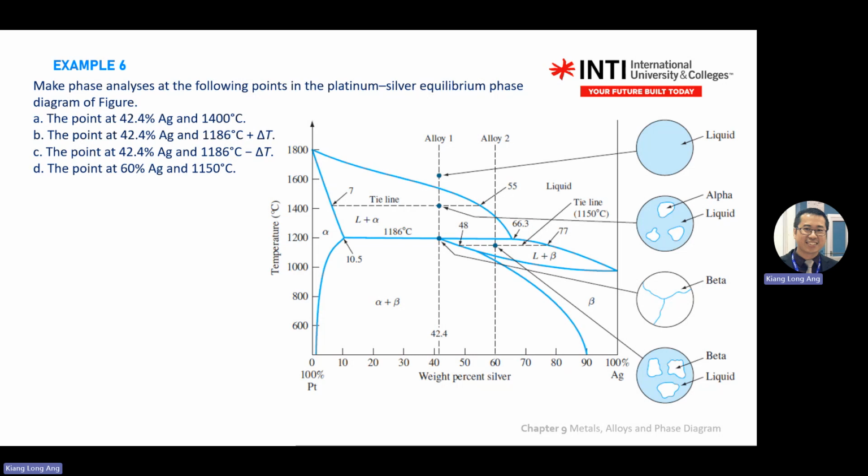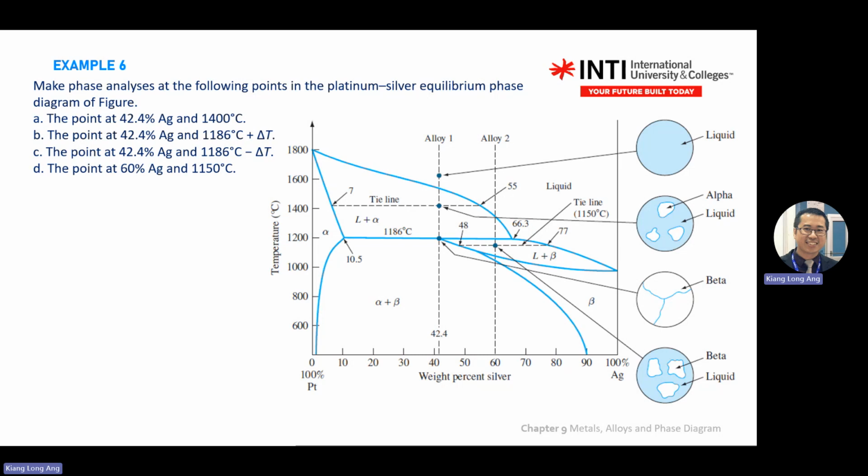So in this case, the blank area here is liquid. Then on the left hand side, you have an alpha solid. Then on the right hand side, you have beta solid. Then at the lowest bottom, you have a combination of alpha and beta solid. So alpha, beta, they represent different crystal structures. You learned about BCC, FCC, HCP, so it might be any kind of crystal structure.